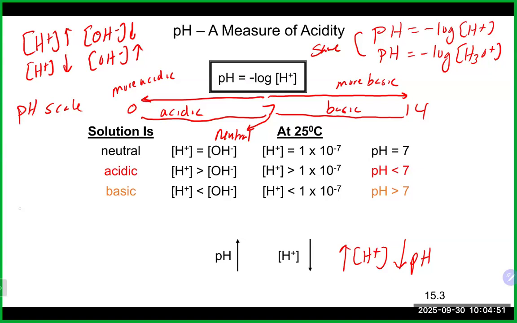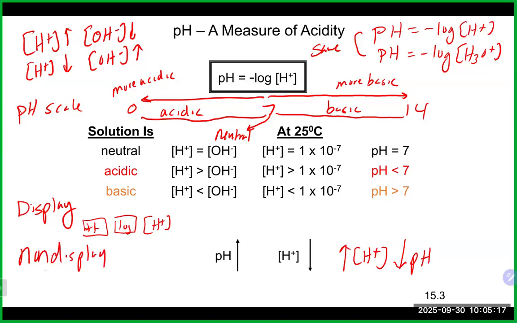If you have a display calculator, you would punch it in exactly the way it's written, which is you would go with your negative button, you would go with the log button, and you would go with the concentration of your H plus, probably using your exponent button. You have a non-display calculator.